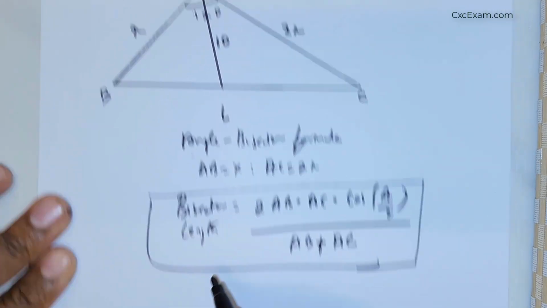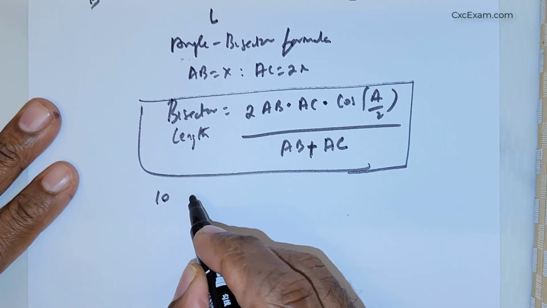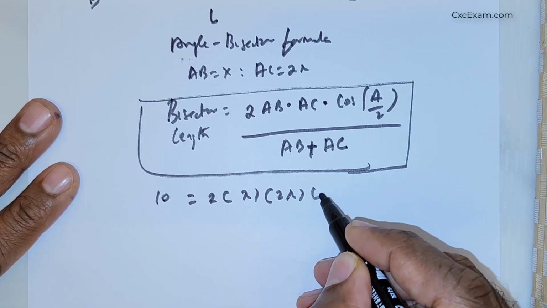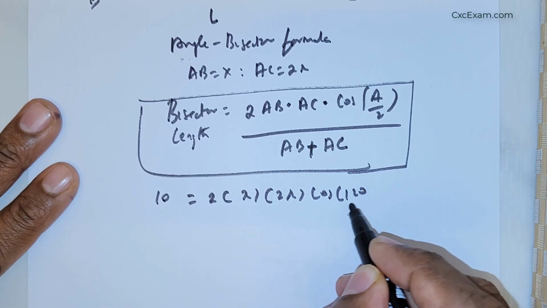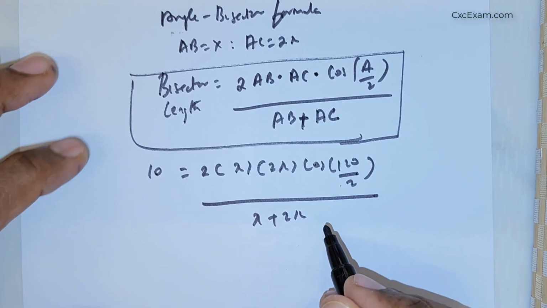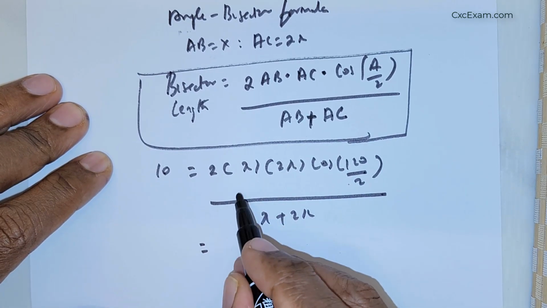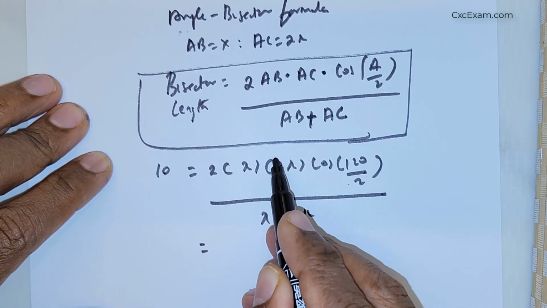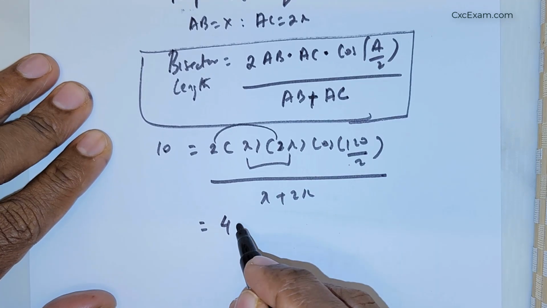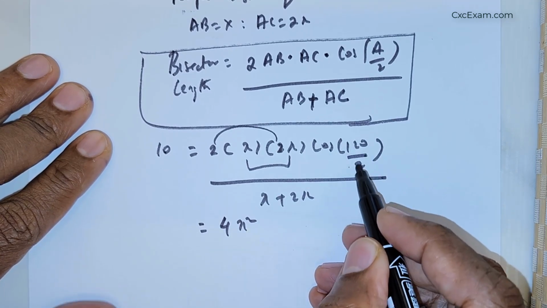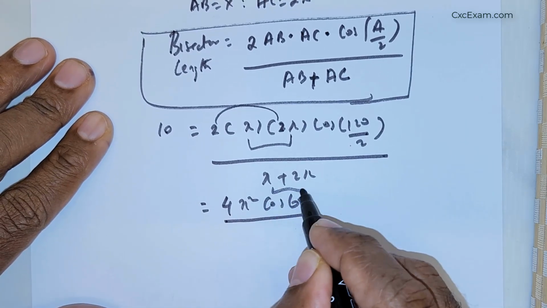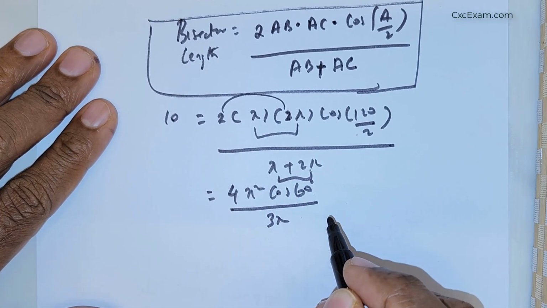Now from the figure we have the bisector length as 10. AB is x, AC is 2 times x, angle A is 120, divided by x plus 2x. So this is going to be 2 into 2, that's 4, x into x, x squared, 120 over 2, cos 60 degrees, x added with 2x, that's 3x.